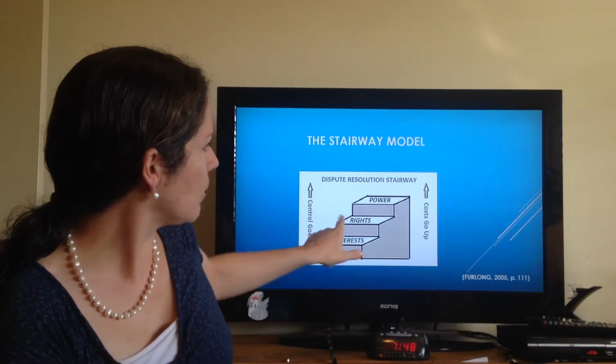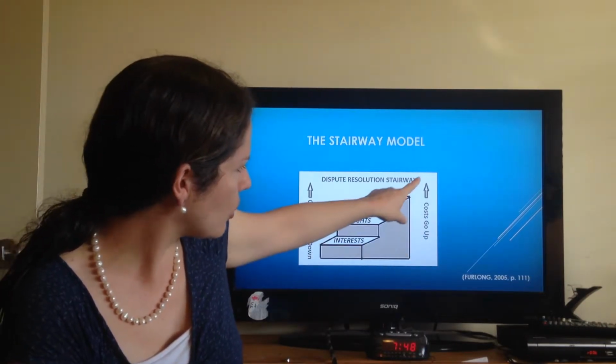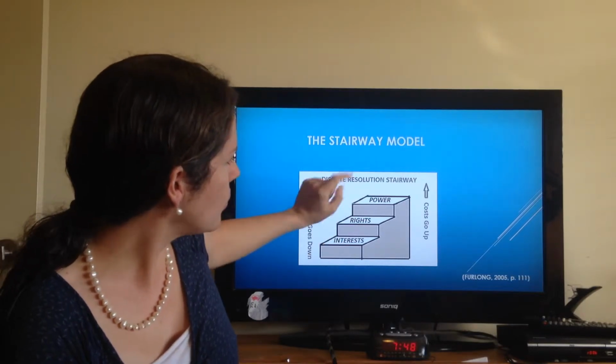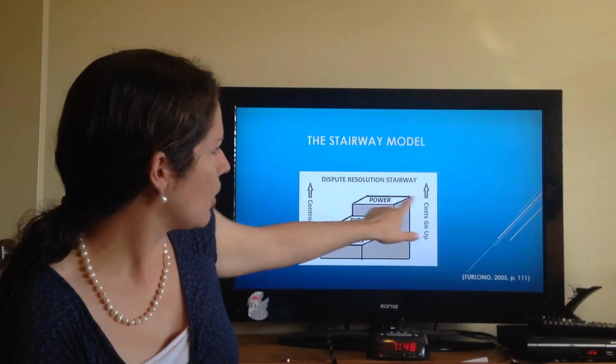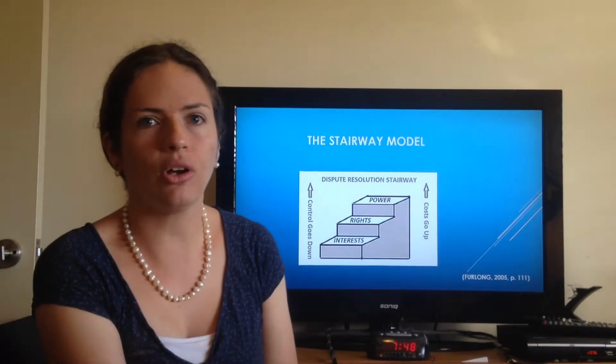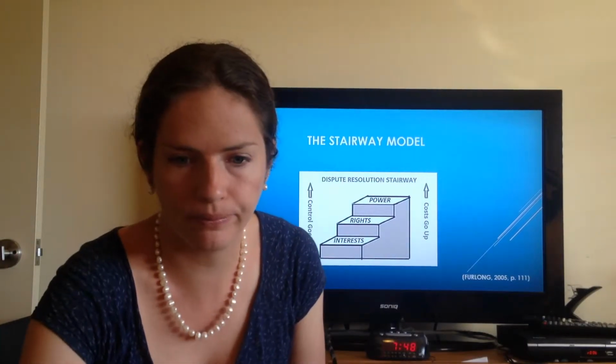And in the same sense, when they start to go up and use the rights-based processes, cost goes up and the control goes down. And in the same sense, when they use power-based processes, the cost tends to be very high and the control the parties have is only on how much power they are going to use against the other party.